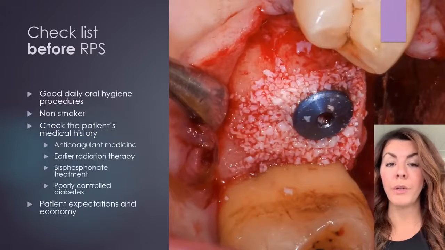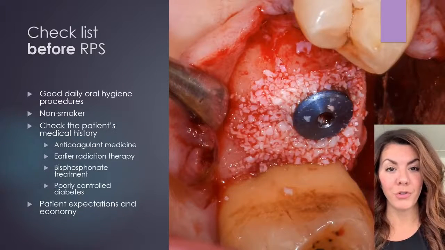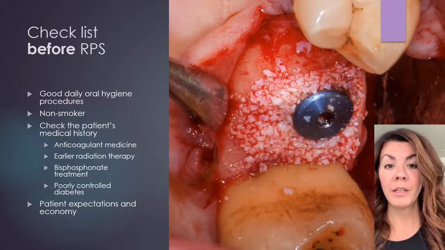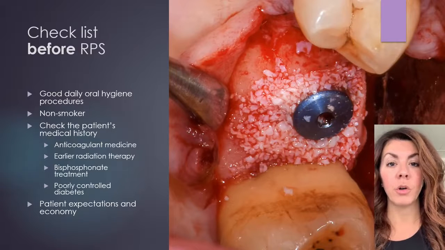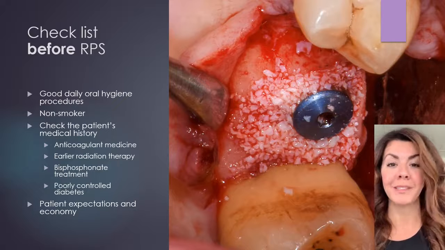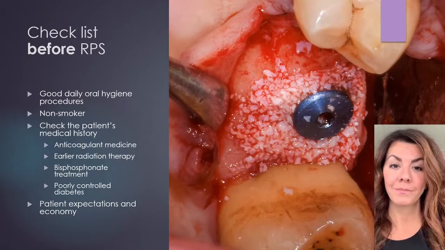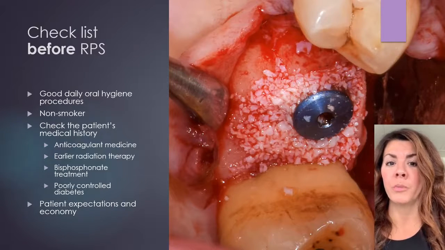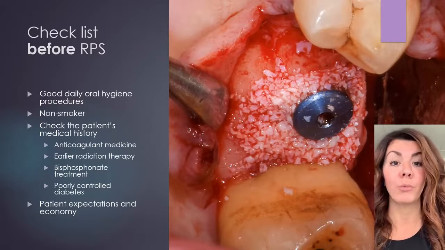Checklist before reconstructive periimplantitis surgery. It's really important that the patient that you are performing this treatment on has a really good daily oral hygiene procedure. Otherwise, you won't be successful with your treatment. The patient shouldn't be a smoker either, since that is a risk factor.